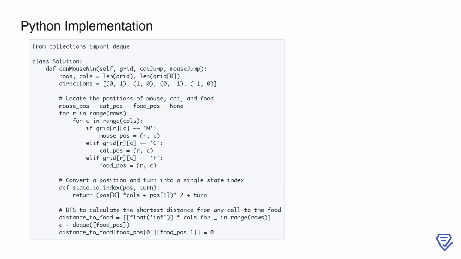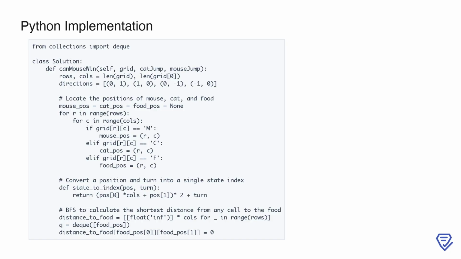We start by importing the necessary modules and defining the solution class with the can_mouse_win function. The first step is to extract the dimensions of the grid and define the possible movement directions. We then identify the initial positions of the mouse, cat, and food by iterating through the grid. This is crucial because these positions will form the basis of our game logic. Next, we define a helper function, state_to_index, to convert a position and turn into a single state index, which will help us manage game states efficiently.